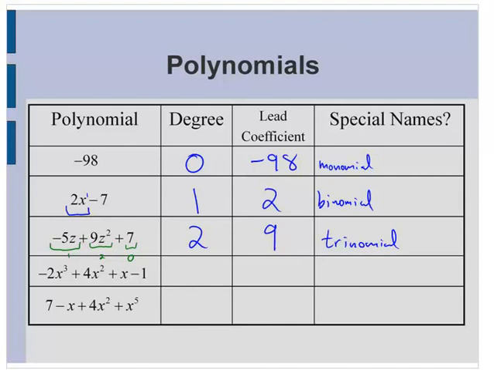All right, why don't you try the next two on your own? Determine the degree and lead coefficient. Don't worry about any special names. All right, so let's see. The first monomial has degree 3, degree 2, degree 1, degree 0. So this has degree 3, and the lead coefficient is negative 2.